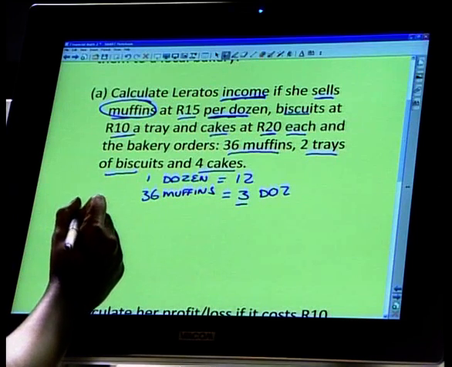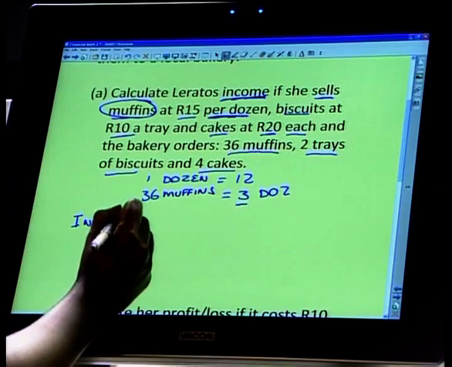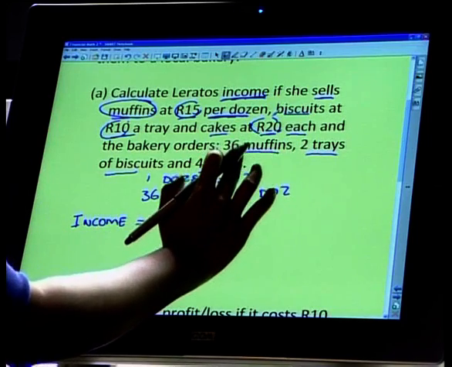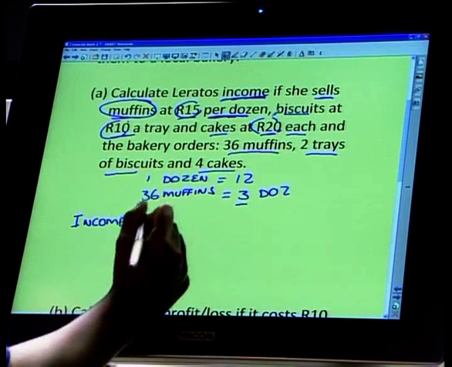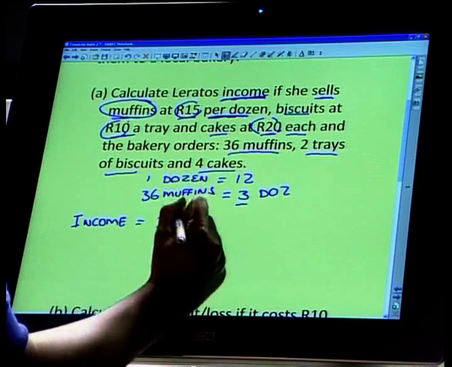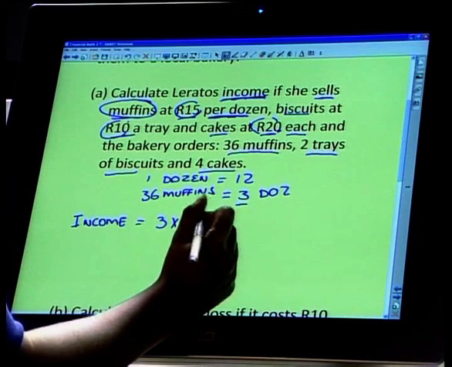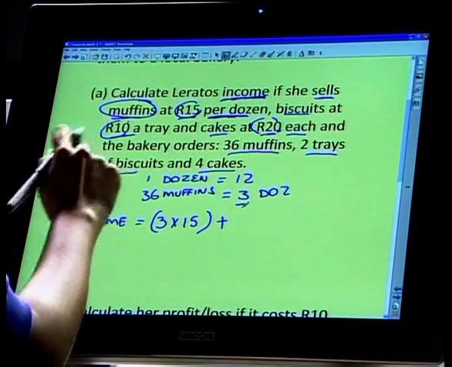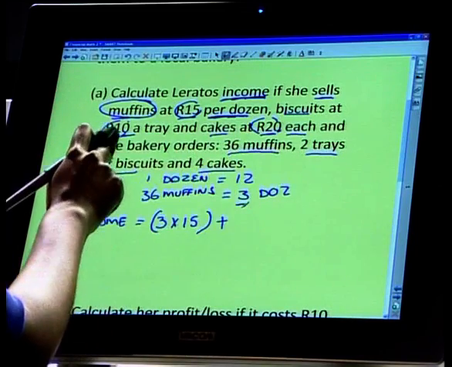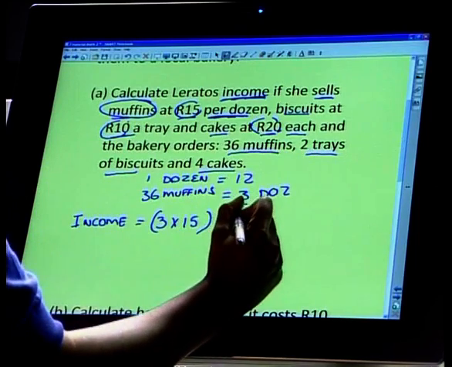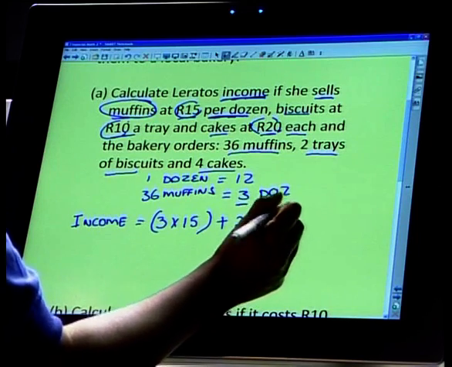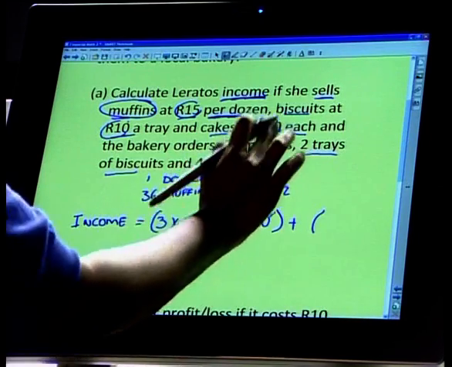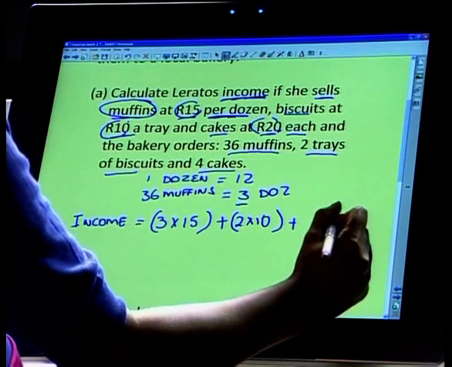In order to work out her income, we need to multiply the selling price of each of the items by the number of items that she sells. So in the first case, we've got 3 dozen muffins being sold at 15 Rand. We then need to add on what she sells the biscuits at, and she sells a tray of biscuits at 10 Rand, but 2 trays are ordered. So it's 2 times 10 Rand to see how much she's going to make there in total. And she sells 4 cakes at 20 Rand each. It's 4 times 20.